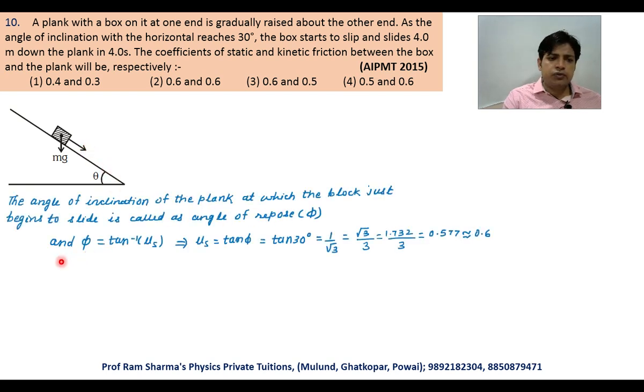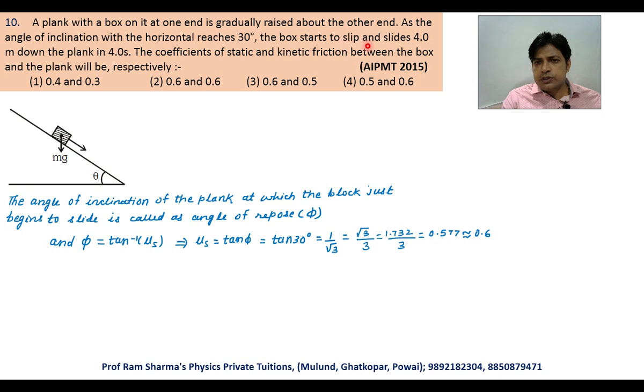And we directly have a formula for angle of repose. Angle of repose is nothing but tan inverse of mu s, or mu s is equal to tan phi. So we are already given the angle of inclination at which it happens, that is 30 degrees. So mu s will be tan 30, and we solve and we get 0.6. So we know the value of mu s as 0.6. Now once the block starts sliding, we have to talk about kinetic friction, right?